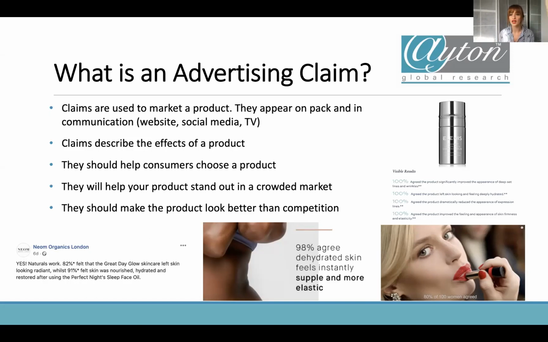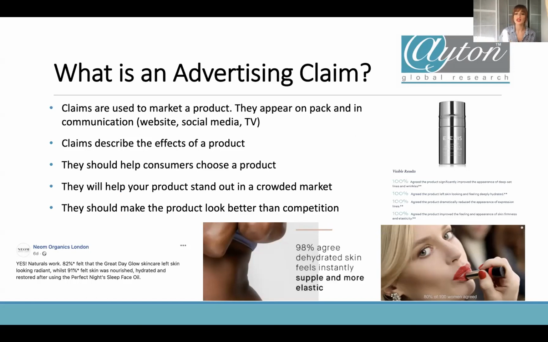So it's really important to have those claims on there so your consumers can understand it. But also, as I've put on here, it's to help you stand out and make you look better than your competition. If you have a lengthening mascara, there's lots and lots of lengthening mascaras out there. So what else can you claim about your product to make it more appealing to consumers? There are hundreds of makeup products on the market, and you can use the claims in your advertising to really pick you up above that competition.